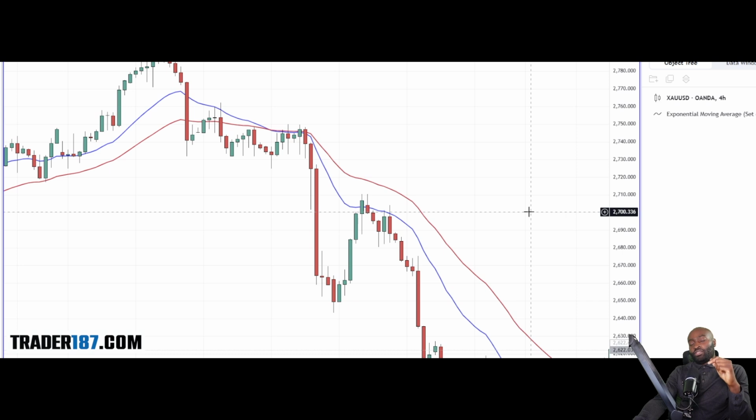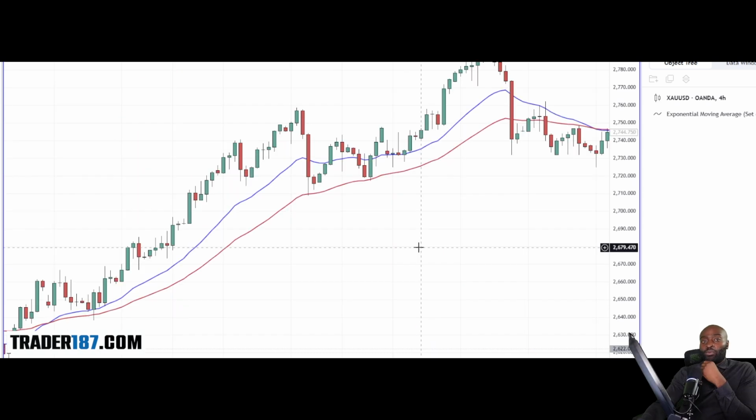Just to add, you don't need to use the periods that I used on the moving averages. You don't need to use the colors either. You can use any colors, any periods. It's simply your preference. Whichever you do decide to use though, make sure you thoroughly test them before trading in live markets.